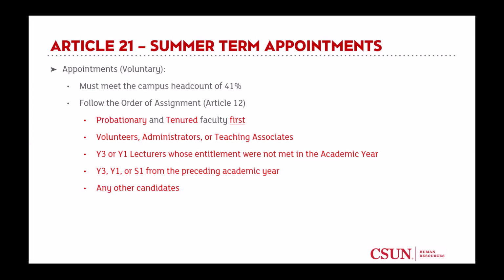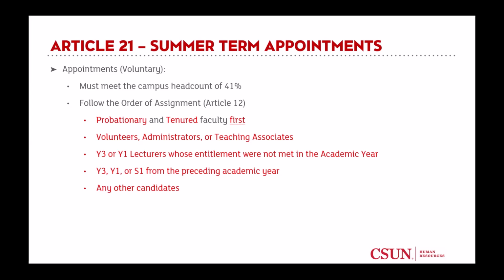and so in summer there's order of assignment as well. And so for that 41%, what we recommend is that all departments offer to their probationary and tenured faculty courses first. And if there's still work available, then it's also an opportunity to meet entitlement of those lecturers whose entitlement wasn't met in the academic year. Again, the contract speaks to this part here, and this is why we want to go over this. So again, as a rule of thumb, probationary and tenured faculty should be offered courses first.